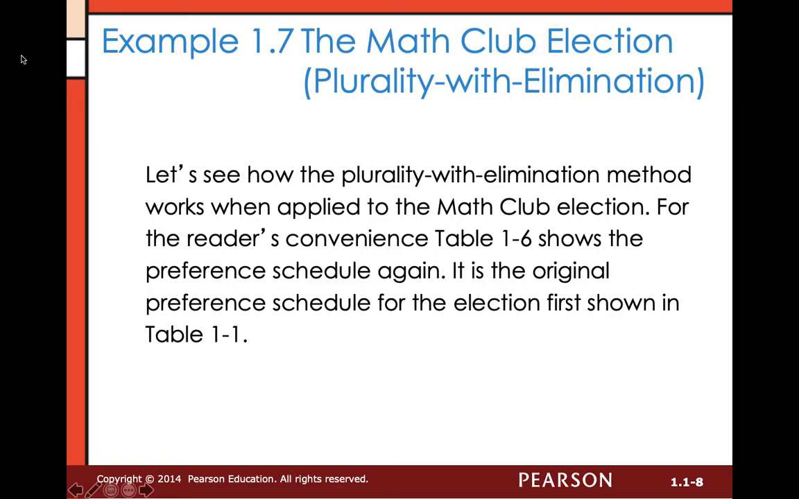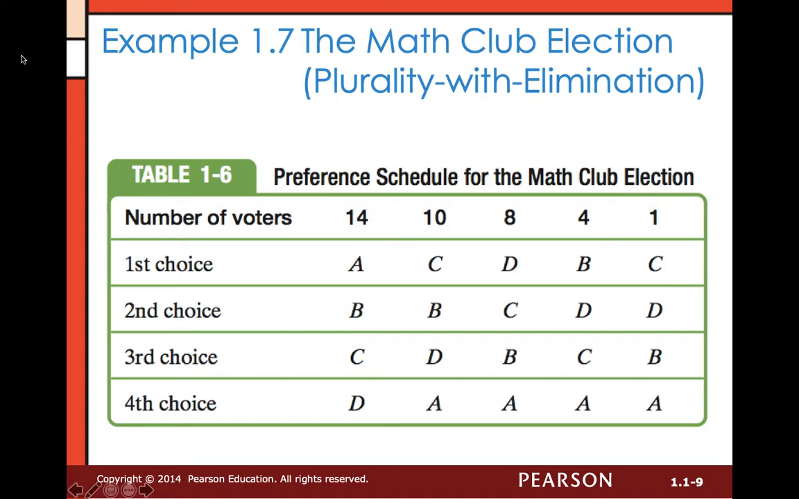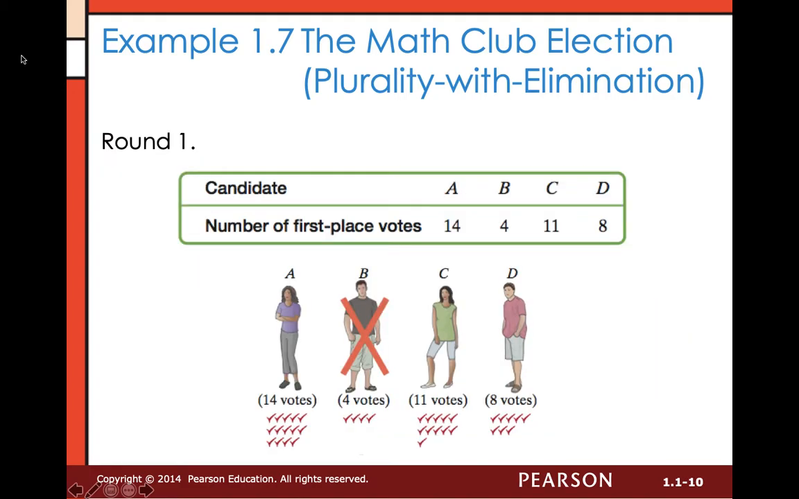On the following slide, we're going to see our preference schedule again. It's the original preference schedule for the election first shown in table 1.1. So again, here's that same preference schedule that we ended up with after we counted up all those preference ballots. And so here are your candidates. Looking at our number of first place votes, we've got A that had 14, B that had 4, C that had 11, and D that had 8. Notice that A does not have a majority. So that's no majority for A.